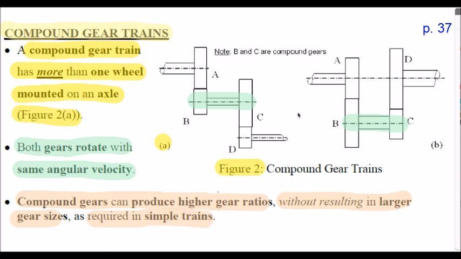Note for reference, the only difference between these two compound gears is that in illustration A, the input and the output shaft are not aligned, whereas in illustration B, the input and output shafts are in alignment. Gear train B is sometimes referred to as a coaxially mounted gear train.